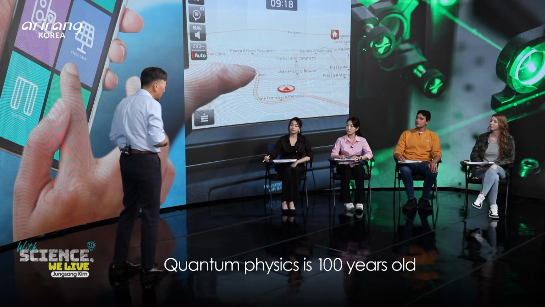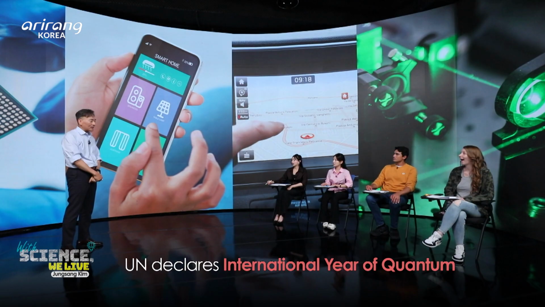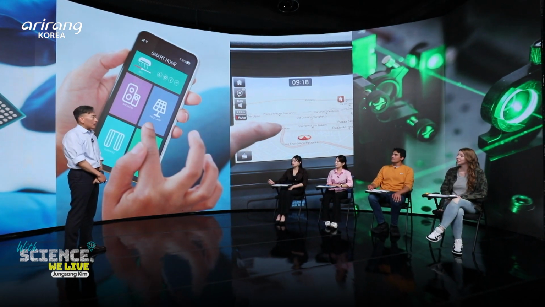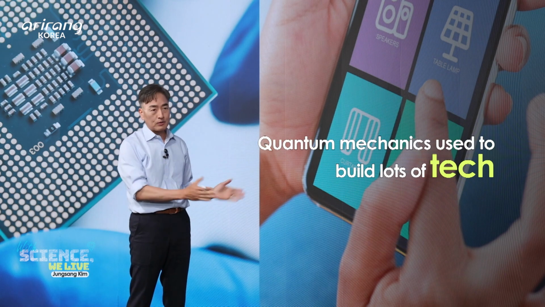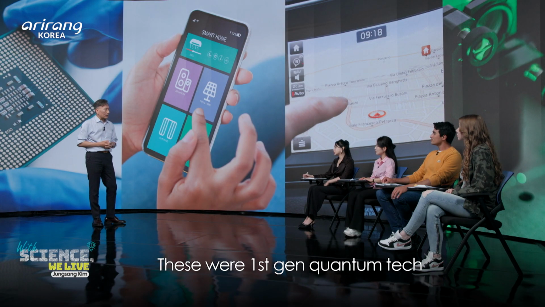Quantum physics is something that we came to understand about 100 years ago. And actually today, this year, is considered the centennial of quantum mechanics. So the UN has declared it as the International Year of Quantum. So it's 100 years old. In the last century, we used a lot of quantum mechanics to build a lot of technologies. But we call that the first generation quantum technology.